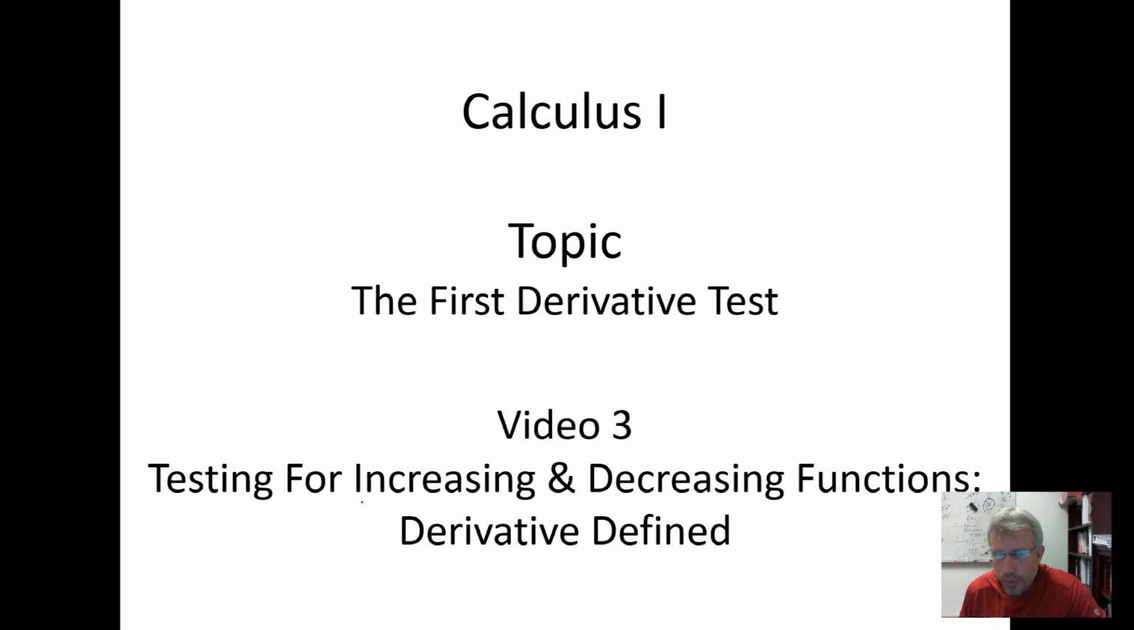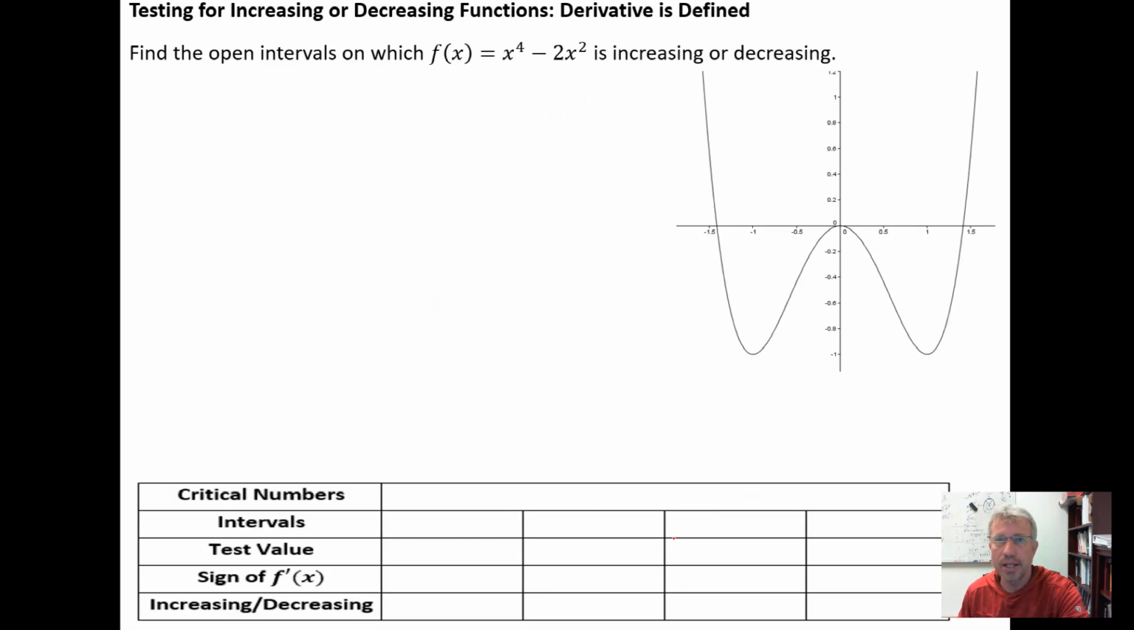So in this video, we're going to use calculus to determine intervals over which a function is increasing or decreasing, and we're going to do it in the case where the derivative is everywhere defined. So the example says, find the open intervals on which f of x equals x to the fourth minus 2x squared is increasing or decreasing.